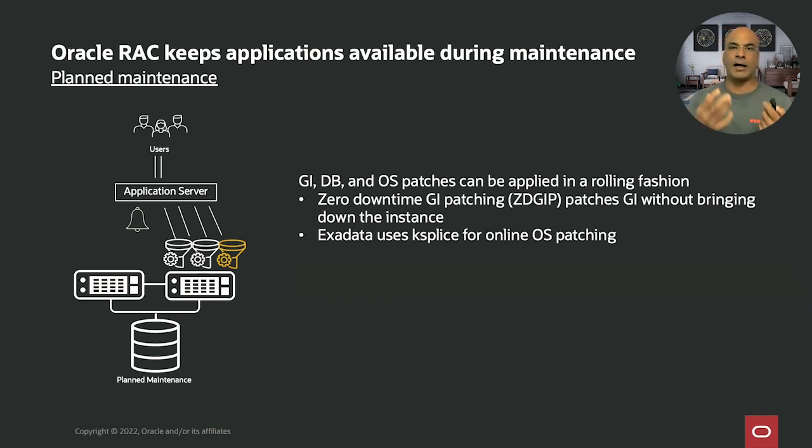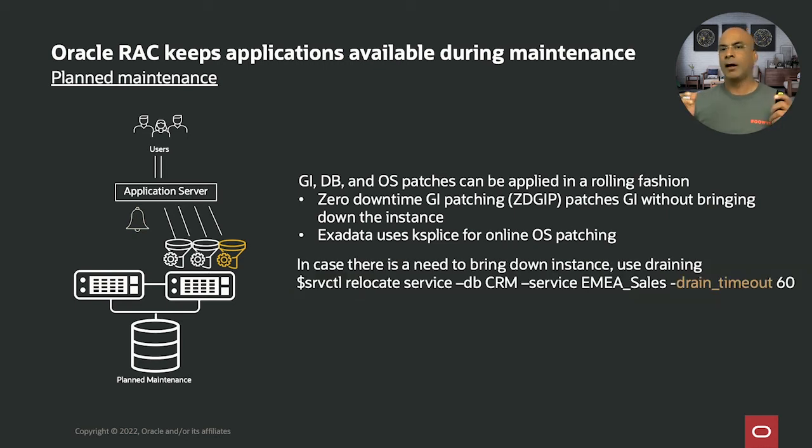So we are able to offer this only on engineered systems. Now, let's say that for some reason you still want to use rolling patching. This is something we recommend that you do: make sure that you use the drain timeout in your srvctl command. So even if you're stopping the instance or relocating the service, you want to make sure that you use this drain timeout. Now, what is this drain timeout?